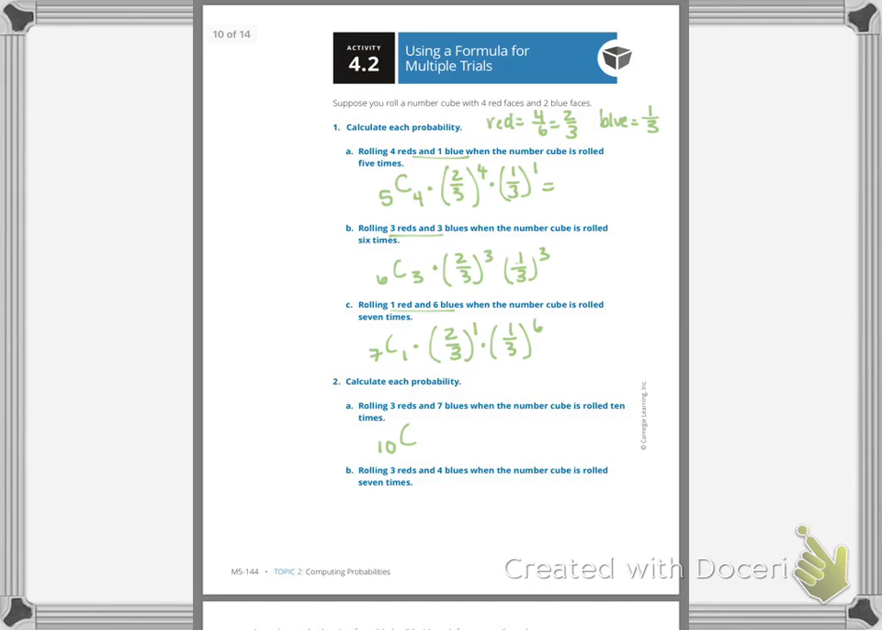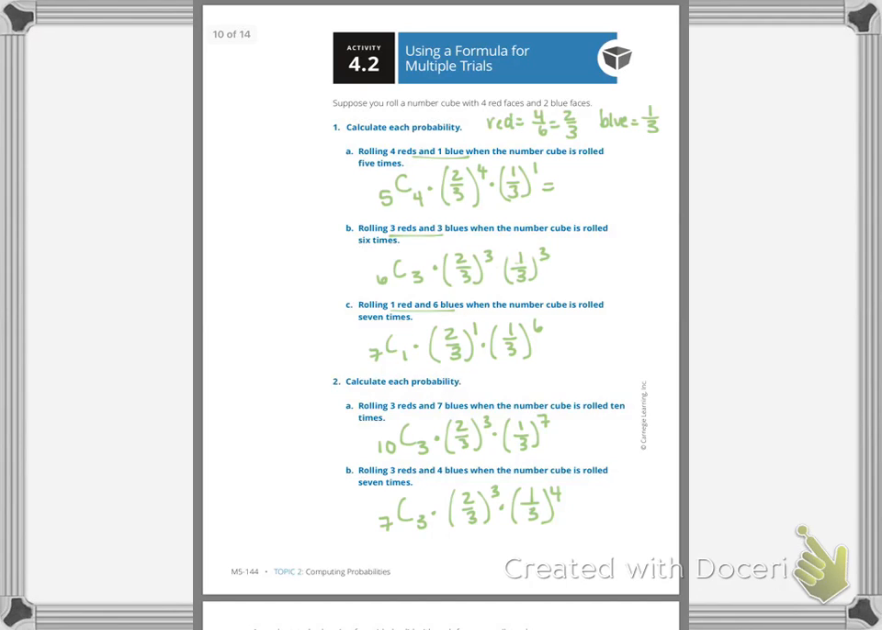Then I have 10, choose 3. So my 3 reds are going to be 2/3, and my 7 blues are going to be 1/3. And then I've got 7, choose 3. My reds are 2/3, so there's 3 of them, and my blues, there are 4 of them, so 1/3.